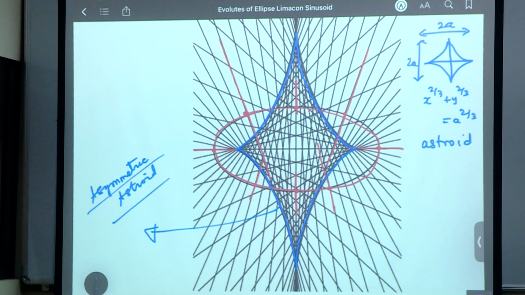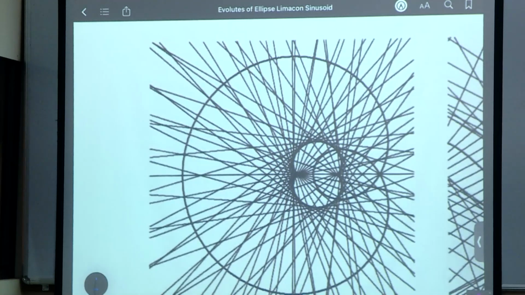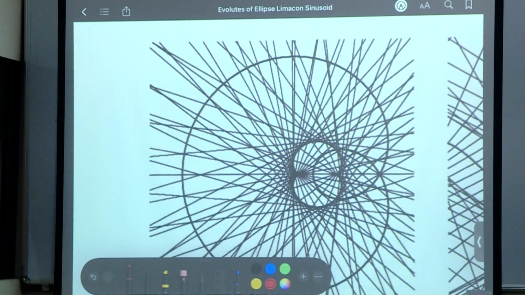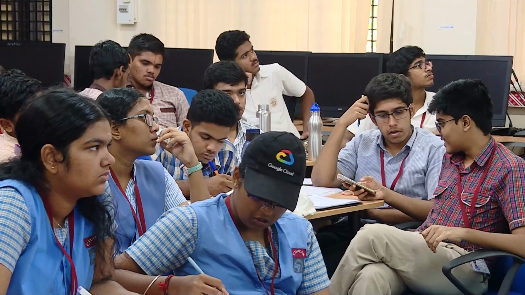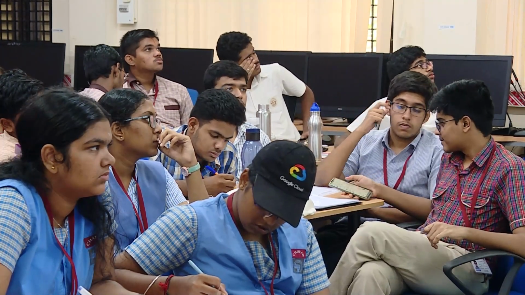So the point is that you draw all the normals and this new curve comes up. So here is one example, then here is one more. So here is another very important curve, and this curve here, so let me show it. So this is the curve, which is like this.